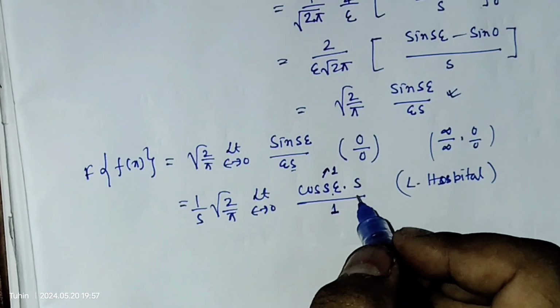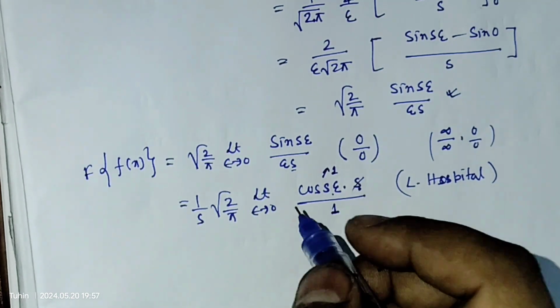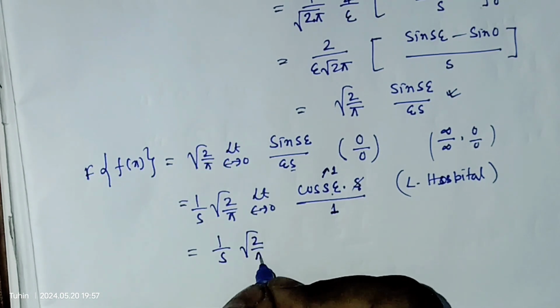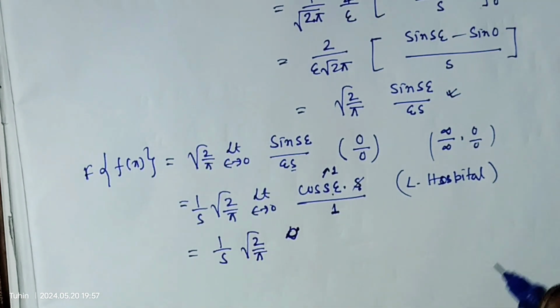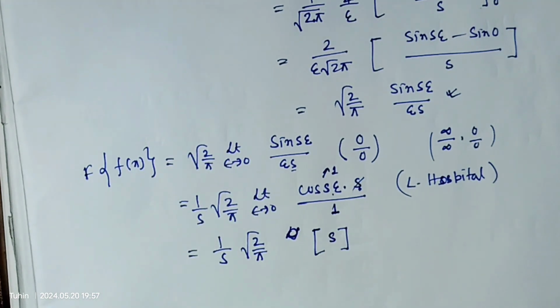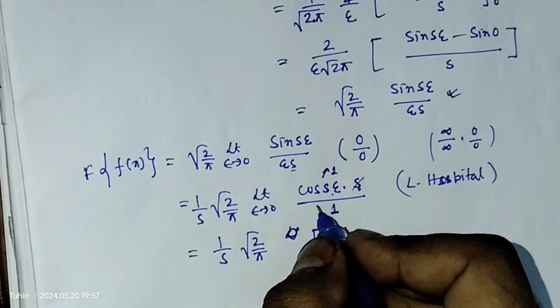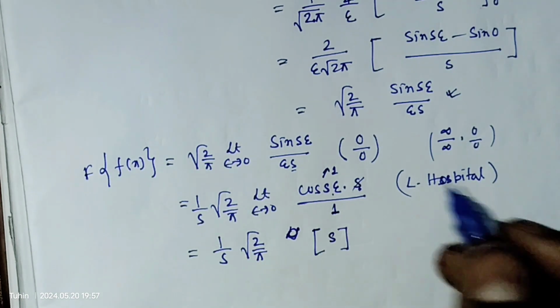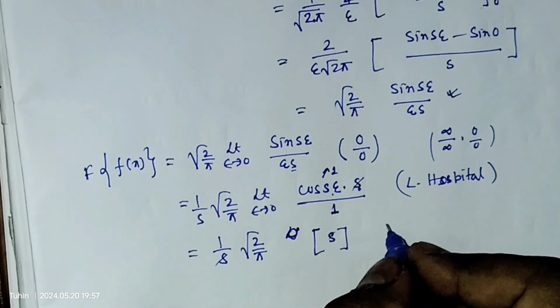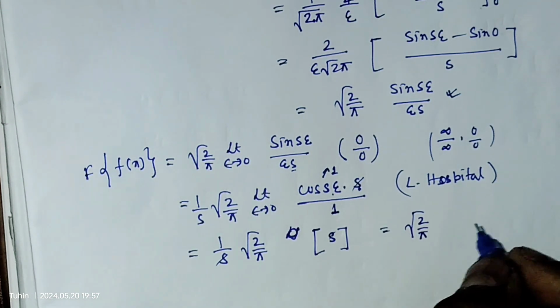Substitute this, and you will get the value of 1. Then the limit vanishes and you get s only. Clear? Because cos s epsilon, when we substitute epsilon equal to 0, gives cos 0 equal to 1. This s will be removed, so the final result you will get is root 2 by pi.